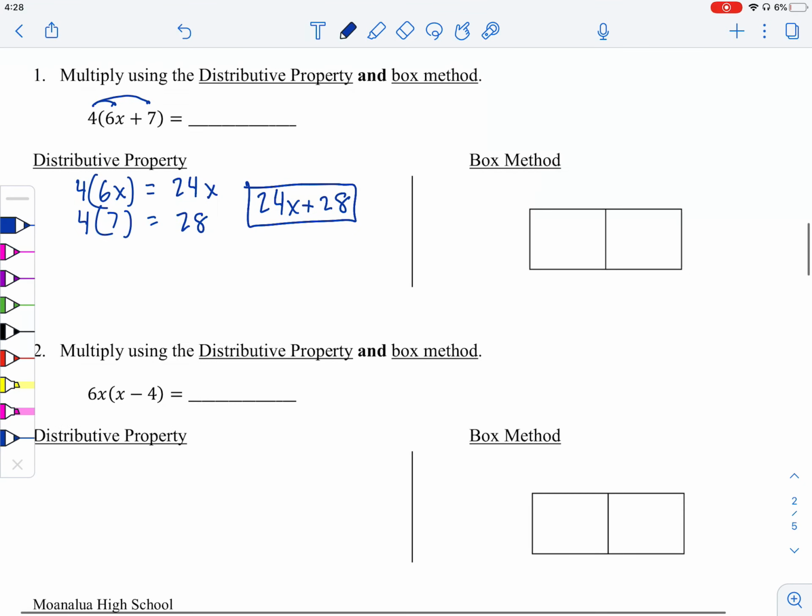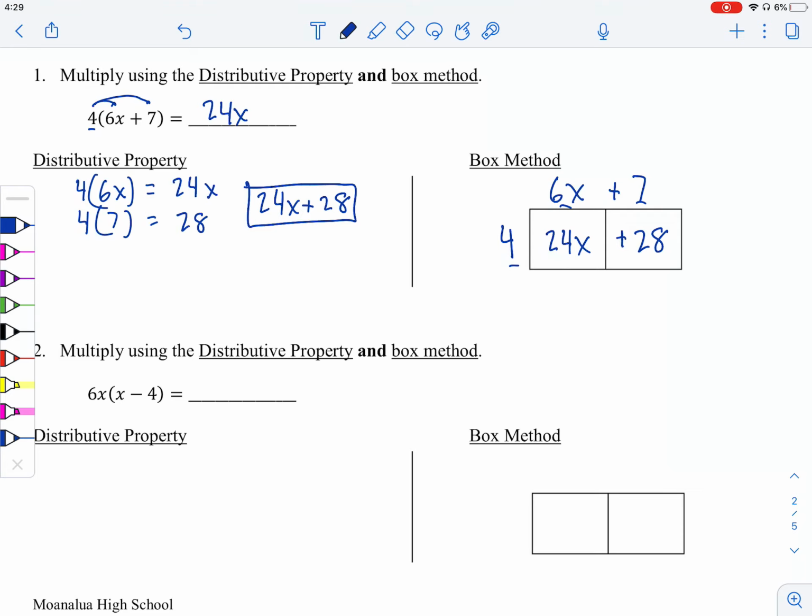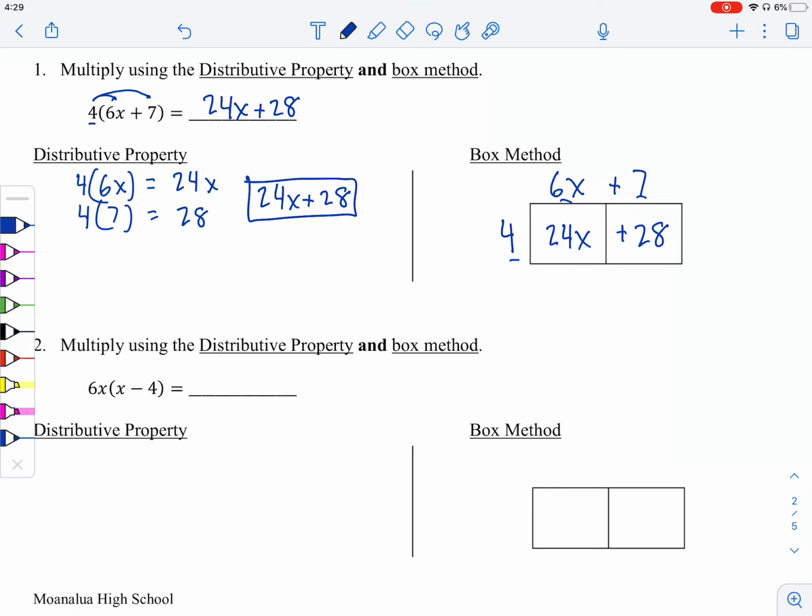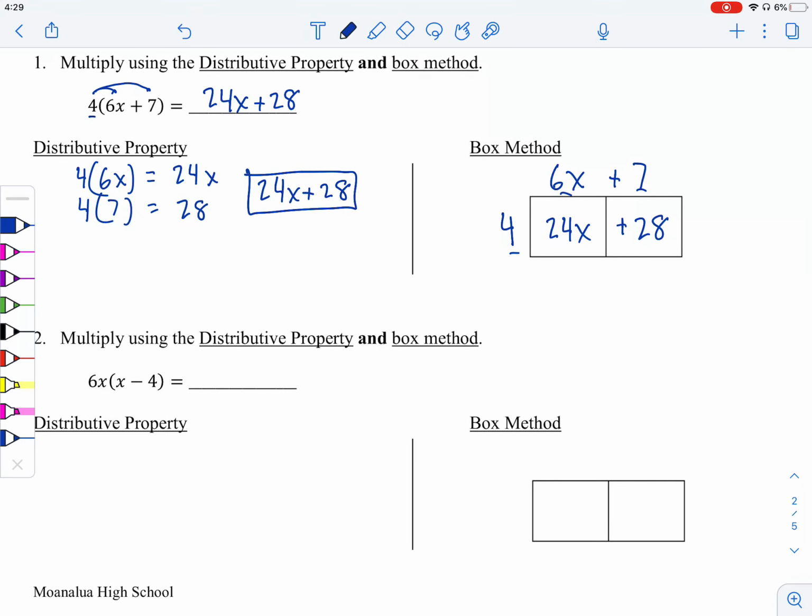The box method, we're going to write this out. So we got a 4, so we're going to put a 4 here. Our binomial is 6x plus 7. And we're going to multiply this out, just like a multiplication table. So 4 times 6x will give us that 24x. 4 times 7 will give us that positive 28. Okay, so two different methods. So that's why our answer is 24x plus 28. Okay, so distributive property show your work, box method show your work, just like how we set it up here.